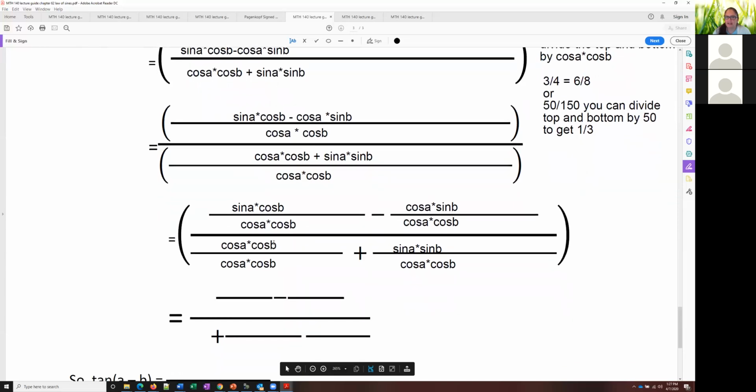And then we get some canceling that happens. All right, so notice this first fraction on the top has cosine B on the top and cosine B on the bottom. So those are going to cancel out. So we're going to end up with sine of A over cosine of A. Okay. And so my cosines canceled out up here. Over on this side, my second fraction, my cosine A's cancel this time, and I end up with sine B over cosine B.